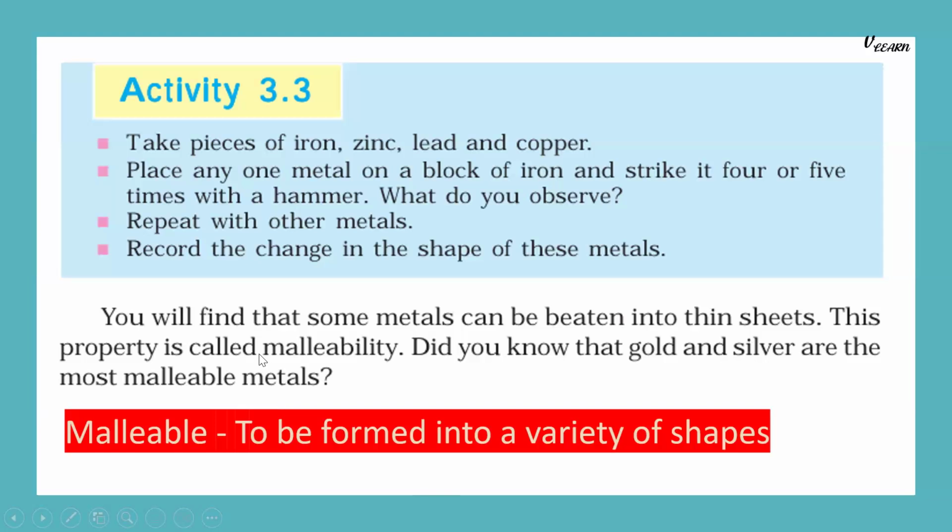So the property of forming different varieties of shape is called malleability. See, gold and silver are highly malleable metals. We make so many ornaments with different shapes.